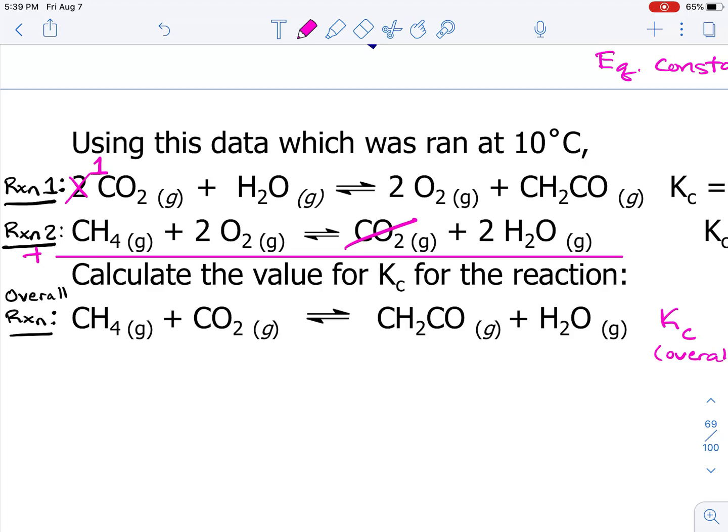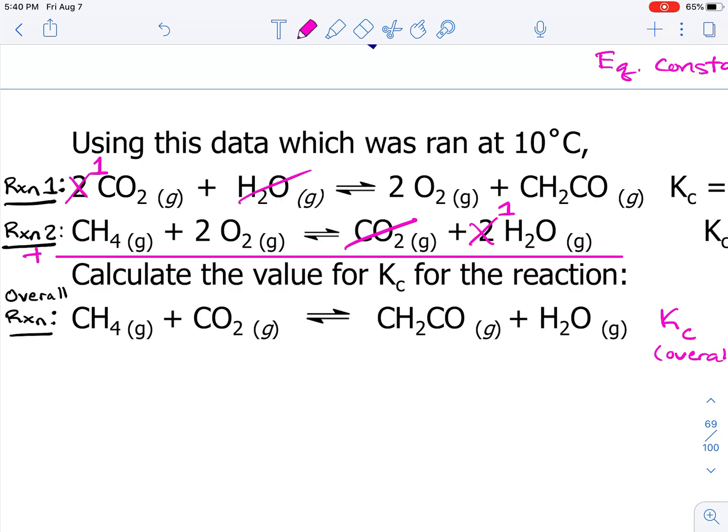Okay, and so if I were to add these two chemical equations, then my carbon dioxides are going to cancel, leaving me with one CO2 on the reactant side. And then my water is going to cancel, leaving me with one H2O on the product side. And so the last item that is not talked about between these two, but it's not present in the overall chemical equation, is oxygen gas.